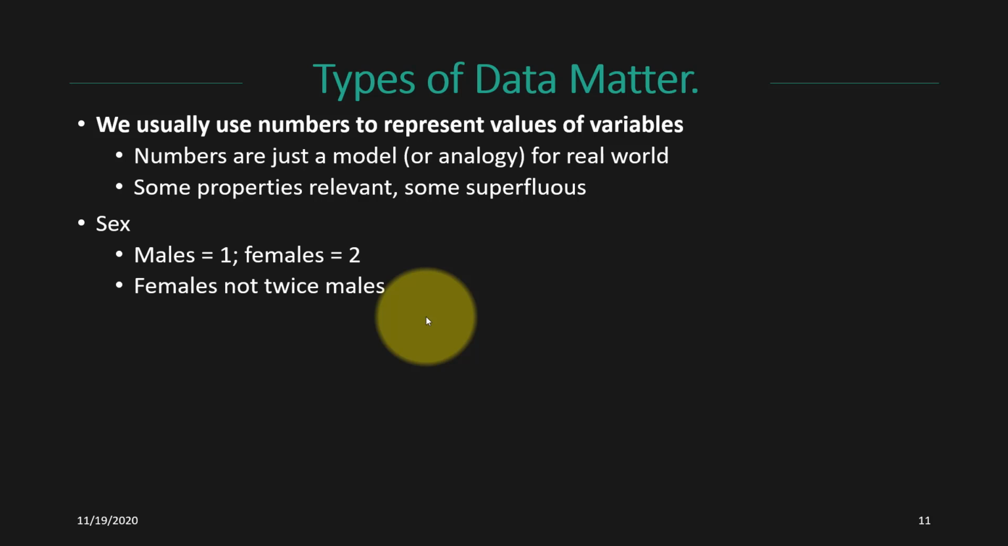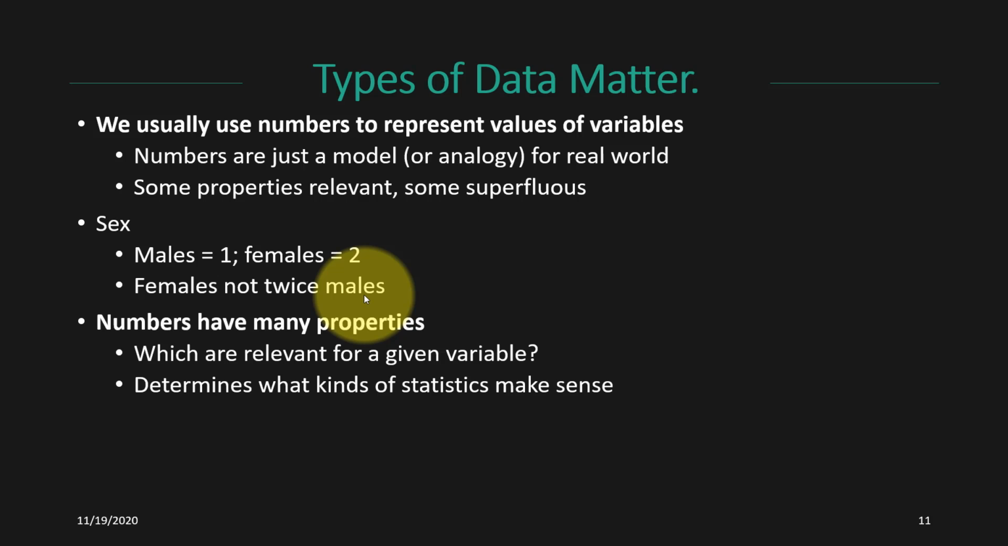So for instance, when we're talking about sex in statistical analysis, we ultimately are going to have to make some conversion of nominal categories into numbers. So for the purposes of analysis, we might code males as 1 and females as 2, but we have to remember that is a convenience of the analysis. Females are not twice males or vice versa, right? That is something in our coding that we are doing. So the properties of these numbers are important, and we have to decide which are relevant for a given variable because that's going to determine what kind of statistics make sense.